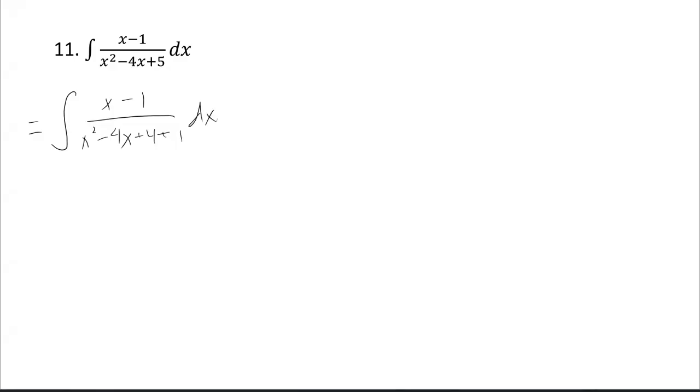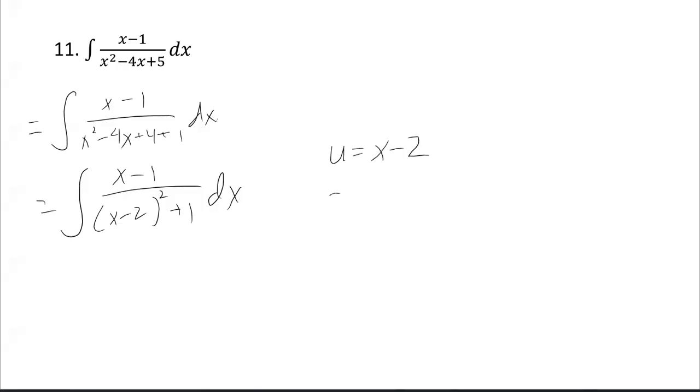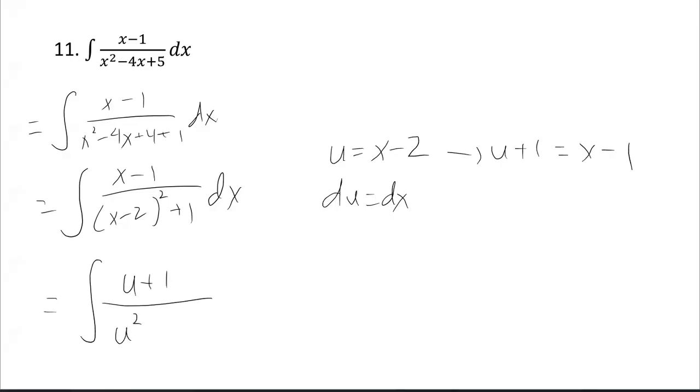All right, so we want to complete the square because now the first 3 terms become a perfect square of x minus 2 squared. Let's not forget our dx. Now let's try a substitution. u is x minus 2, so du would be simply dx. The top is x minus 1, so u plus 1 is x minus 1. Now let's substitute. So u plus 1 over u squared plus 1 du.